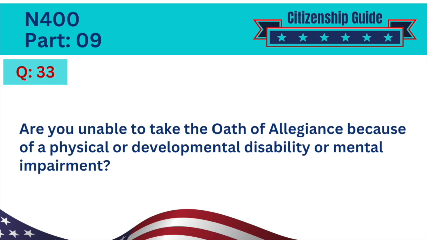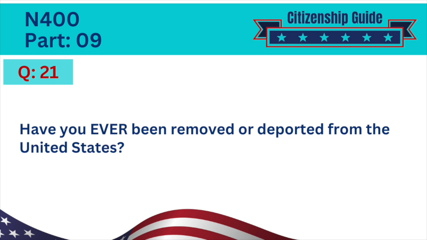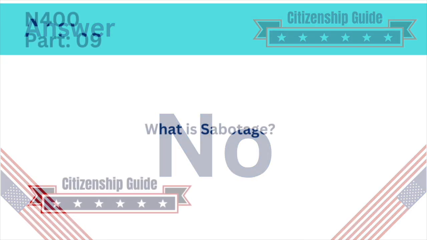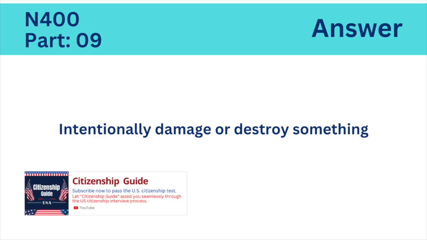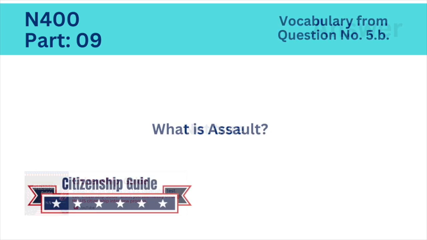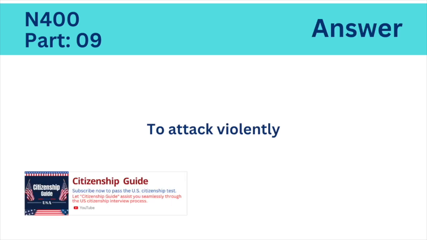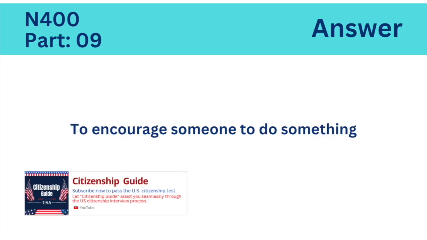Are you unable to take the oath of allegiance because of a physical or developmental disability or mental impairment? No. Have you ever been removed or deported from the United States? No. What is sabotage? Intentionally damage or destroy something. What is lie? Not true. What is assault? To attack violently. Define, incite. To encourage someone to do something.